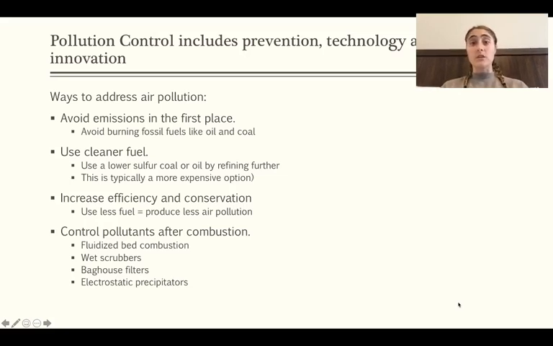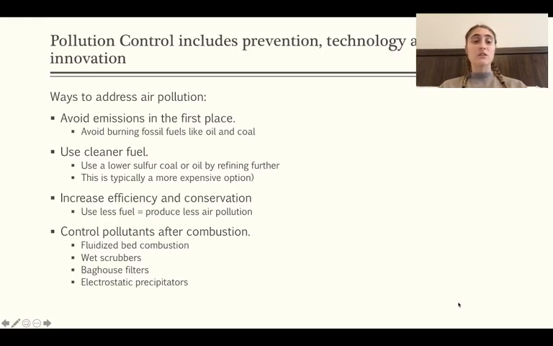Now, normally when you do that, it's going to cost a little bit more money because it's going to take more time, it's going to take more energy. So if you can't use a cleaner fuel, then maybe you should increase the efficiency and conservation, meaning you should just use less of that fuel, right? If you can use less fuel, then you're going to produce less air pollution. And if you really can't do any of those things, then your last measure should be to control the pollutants after you're combusting them. That's really what this lesson is going to focus on today.